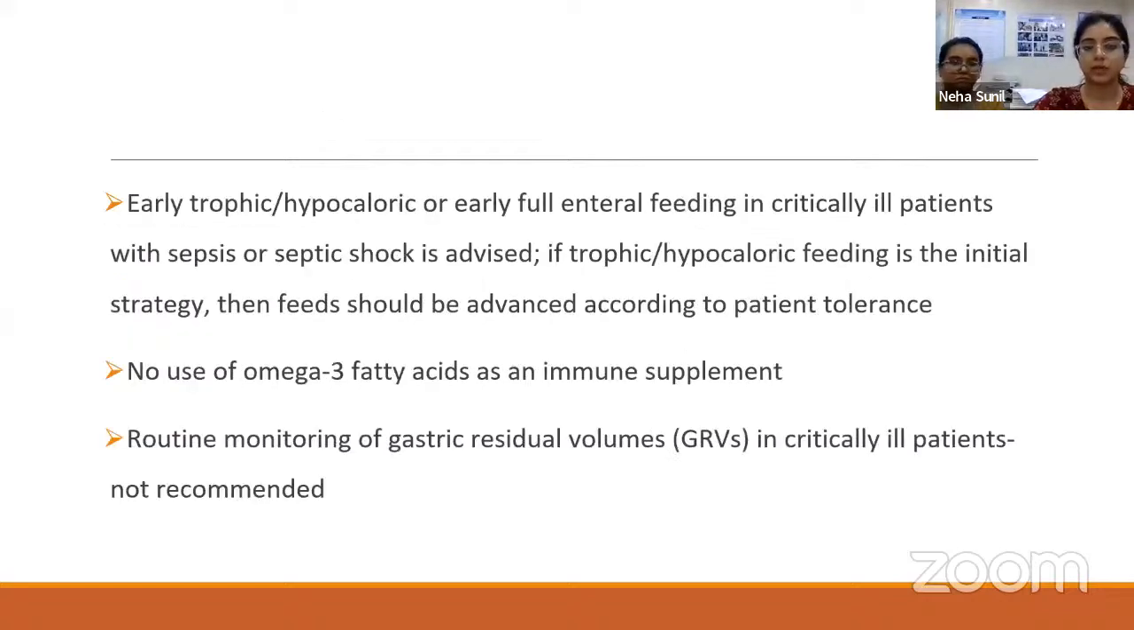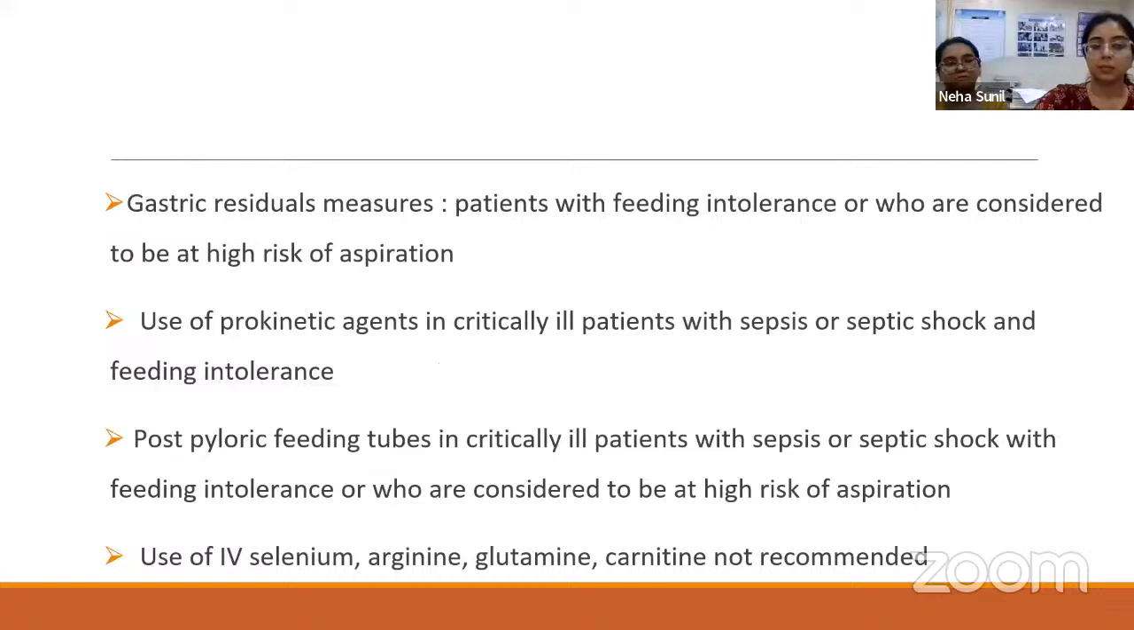Early trophic or hypocaloric or early full enteral feeding in critically ill patients with sepsis or septic shock is advised. If trophic or hypocaloric feeding is the initial strategy, then feeds should be advanced according to patient tolerance. The use of omega-3 fatty acids for immune supplementation is no longer recommended, and routine monitoring of gastric residual volumes in critically ill patients is not recommended, but gastric residual measurement is recommended in patients with a high risk of aspiration. Prokinetic agents are used in critically ill patients with sepsis or septic shock and feeding intolerance.